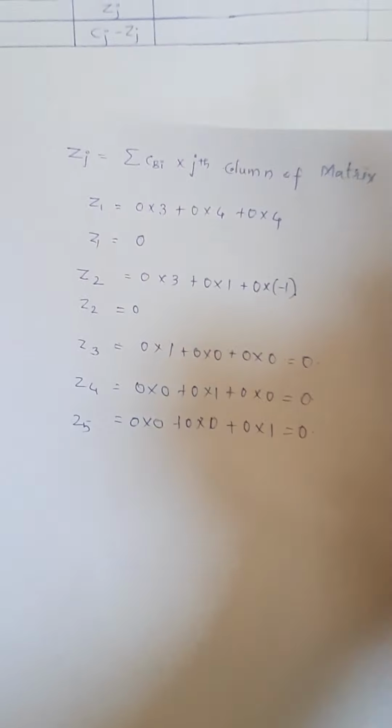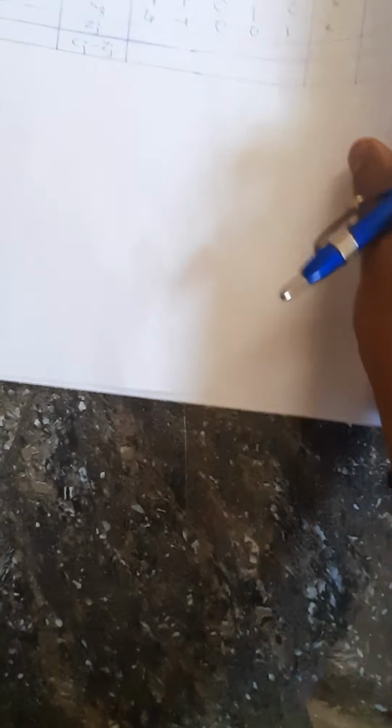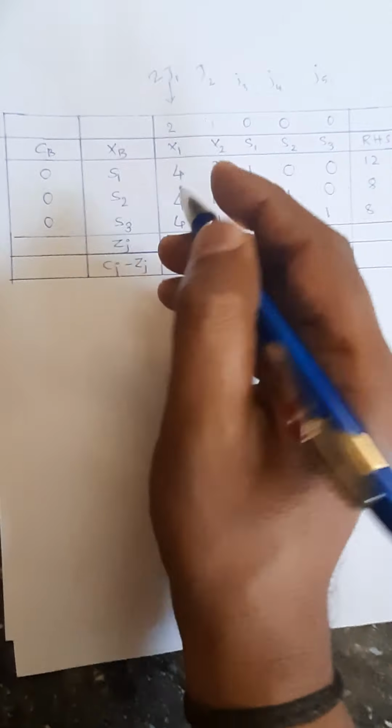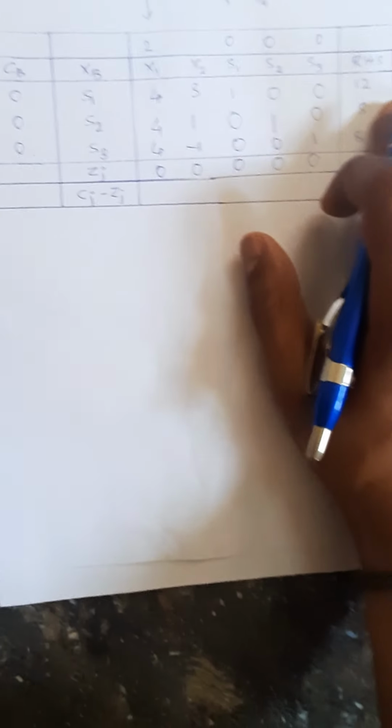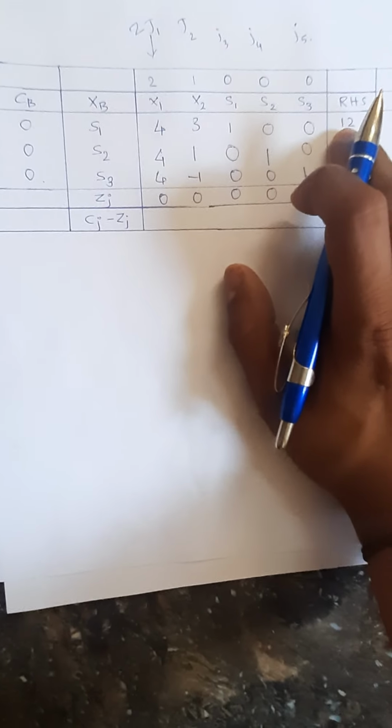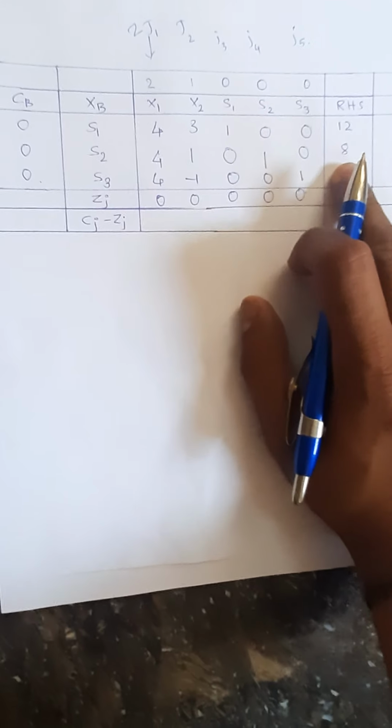So now, you remove here, z1 is 0, z2 is 0, z3 is 0, z4 is 0 and z5 is 0. Similarly cb into RHS: 0 into 12 is 0, 0 into 8 is 0, 0 into 8 is 0. So its sum is 0.